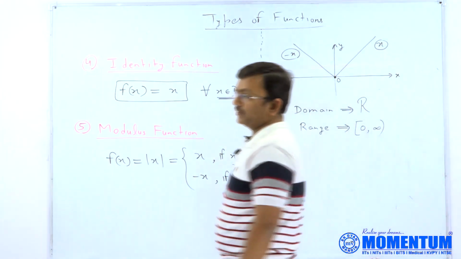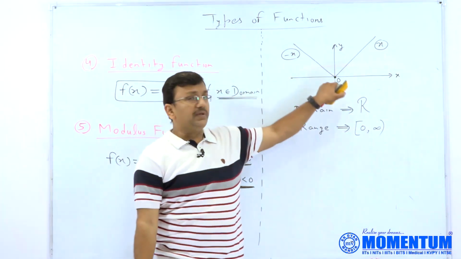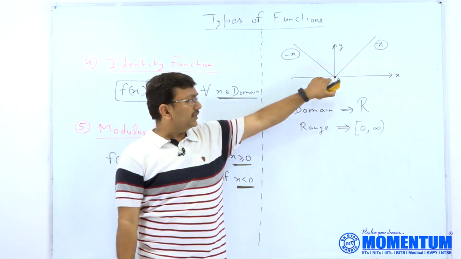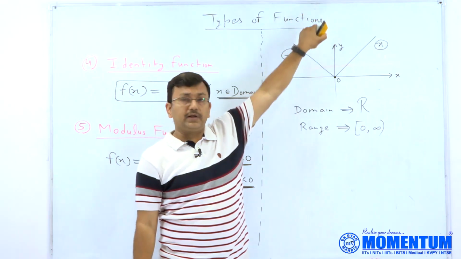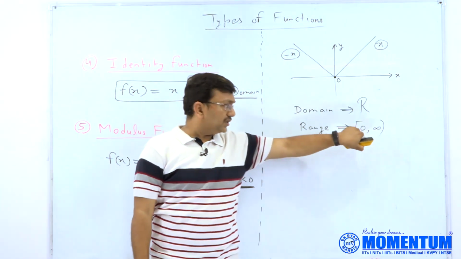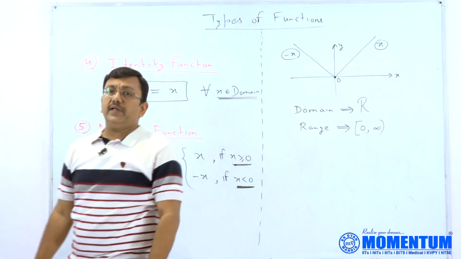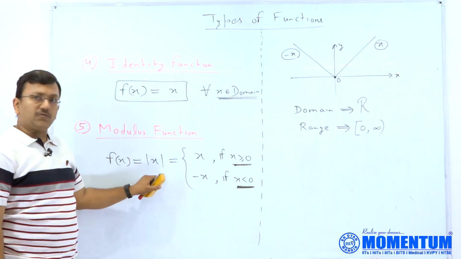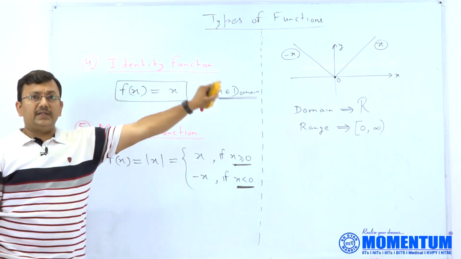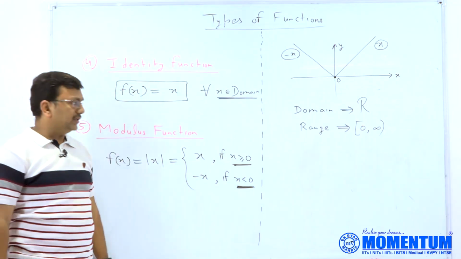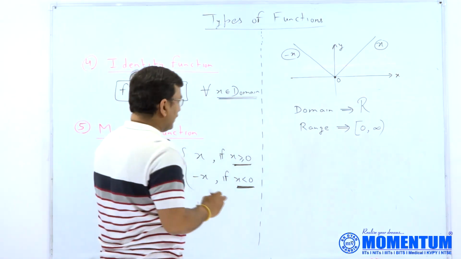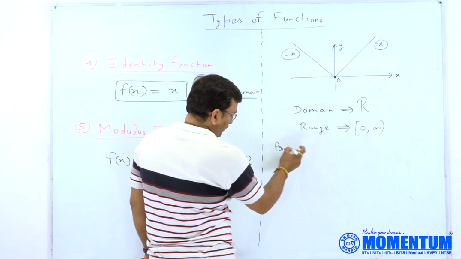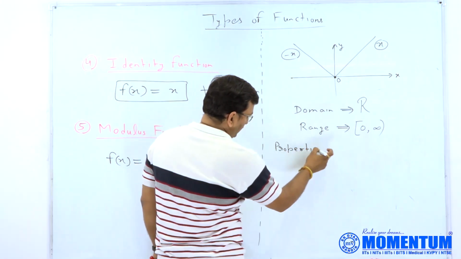0 is also coming. Many of you say the range will be R plus, that is wrong. R plus does not include zero. Here the graph is giving values from zero up to infinity. So zero to infinity where zero is included. So square bracket zero to infinity. So our modulus function f of x equal to mod x, and that is the graph of the modulus function. Students, here I am also telling you some properties.